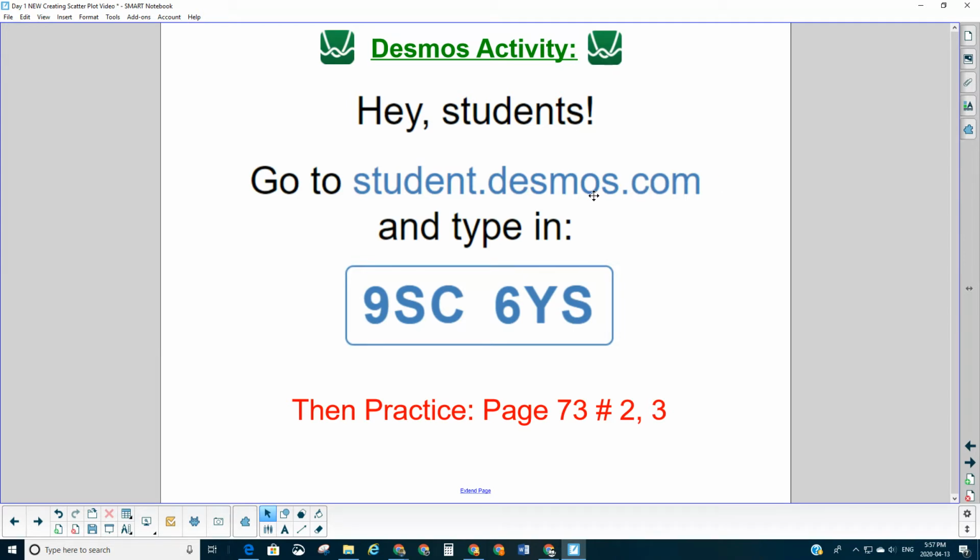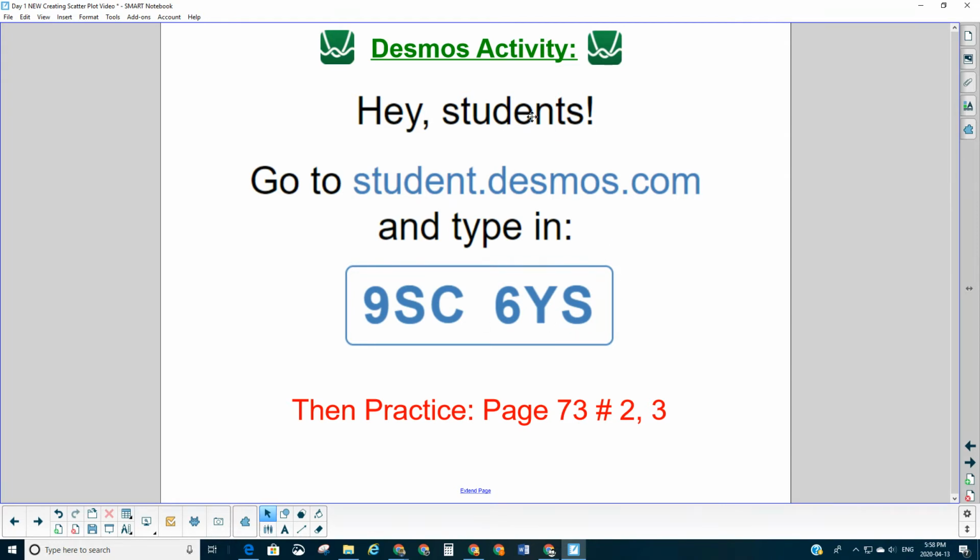Once you're done, you don't need to push pause here, because once you're done that activity, you're done the stuff for today. You could then also go off and practice some questions out of your textbook, page 73, number 2 and 3. This is where you'd get some graph paper and draw some scatter plots, then draw some lines of best fit and make some predictions. But first, go off to student.desmos.com, type in this code and try a different activity, and then you'll be finished.